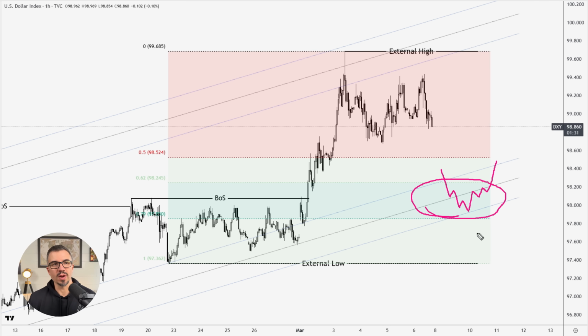Now, like I said before, if we were to start to violate this channel and move down here, and especially start to take out some of these lows, then that could of course change things. But as long as we have an uptrend here for the US dollar, then that's what I'm looking for. Now, there is no guarantee that we do come back here in this area.